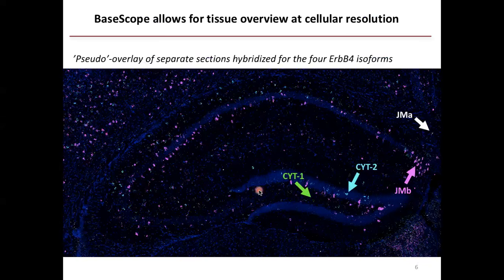This image is a pseudo-overlay of the hybridizations with probes for the 4 ErbB4 isoforms on independent serial sections, since BaseScope works in a single-plex mode. When I compared the results of the hybridizations for the 4 ErbB4 isoforms, I realized very quickly that JMb and CYT-2 are the major ErbB4 isoforms throughout the brain. Nevertheless, I was able to identify areas that exhibit distinct patterns of ErbB4 expression, and one of these regions is the corpus callosum.